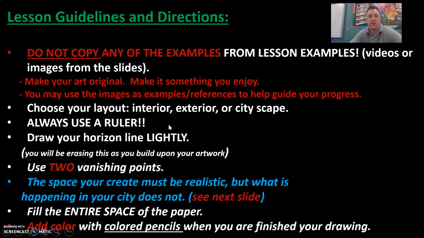Always use a ruler for every line. You should not be eyeballing and freehanding these lines. Use a ruler. Draw your horizon line lightly. You'll be erasing this as you build upon your artwork. Also, use 2 vanishing points, not 1. The space you create must be realistic, but what is happening in your city does not. What that means is the linear perspective creates a realistic space, but you can make it completely abstract and odd.